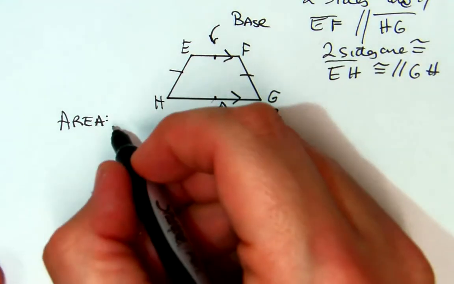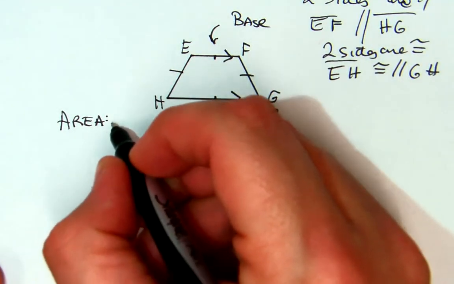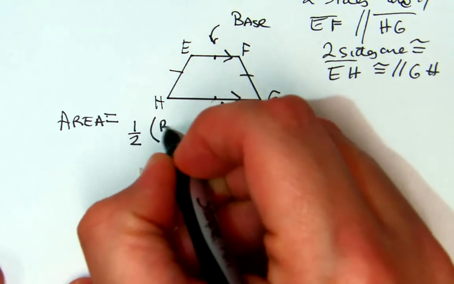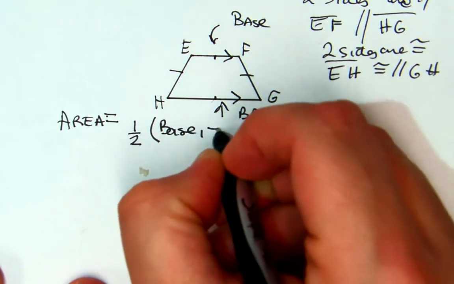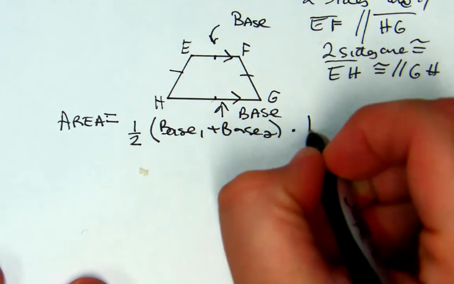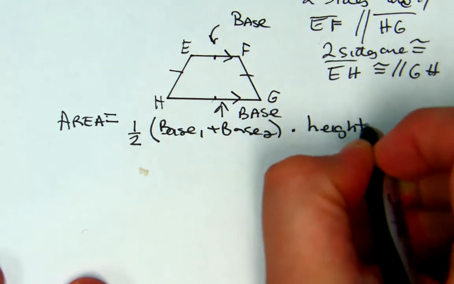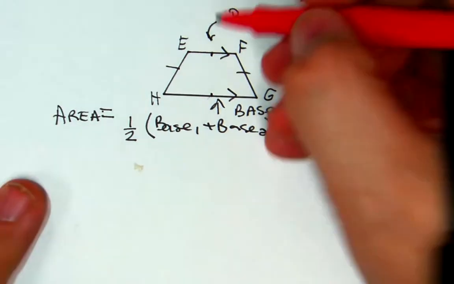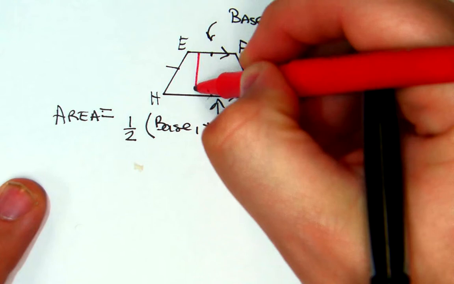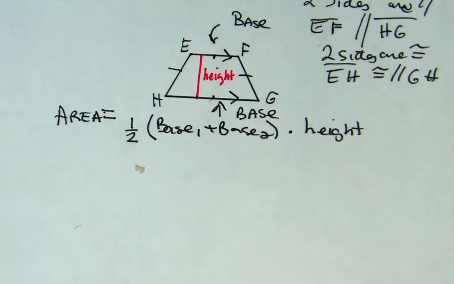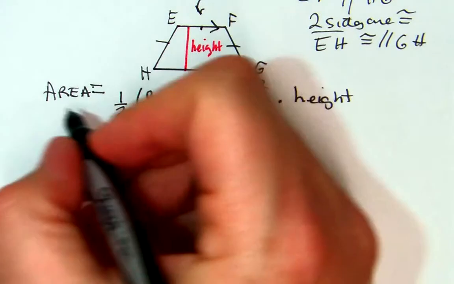Now the area is equal to 1/2 base 1 plus base 2 times the height. Now, how do you think I'm going to calculate height? There's your height. Now, here's the cool thing.